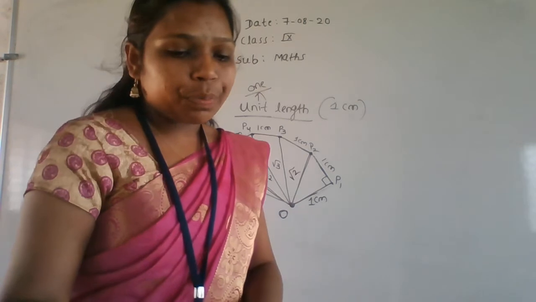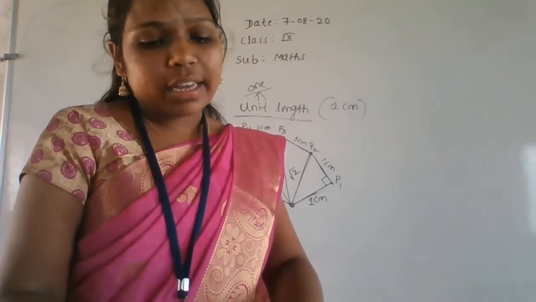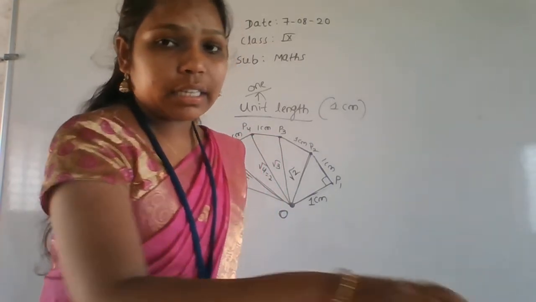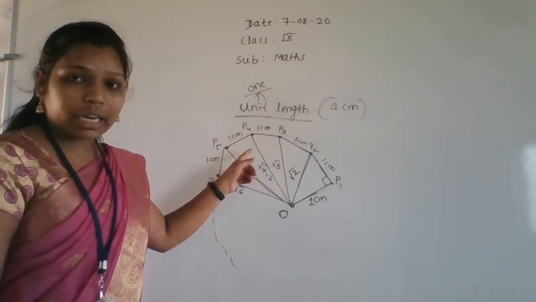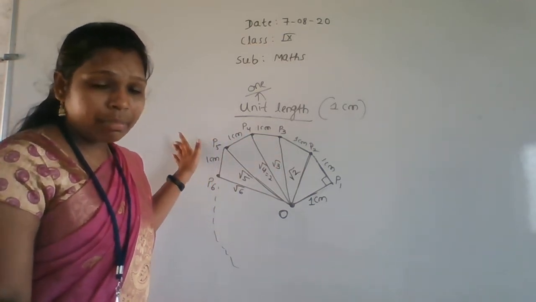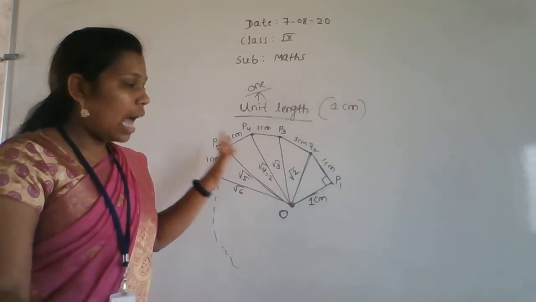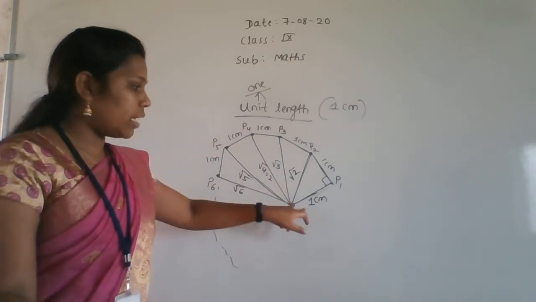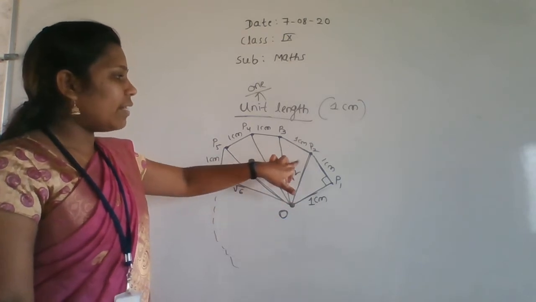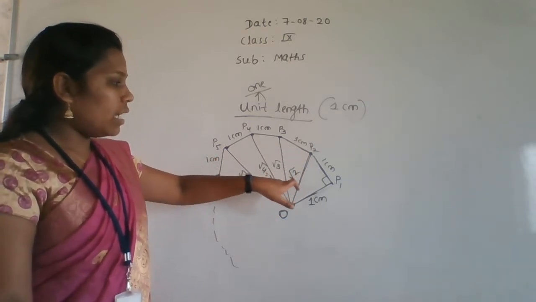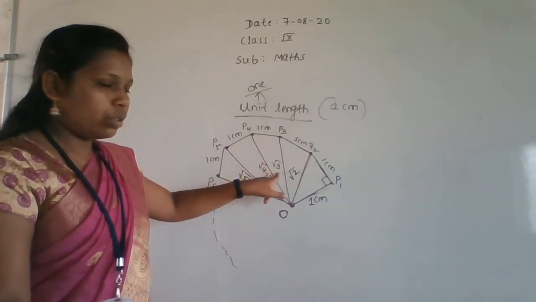Now we'll move to the third question: show how root 5 can be represented on the number line. The same thing we have to do here. If you understood this diagram, you are able to answer the third question also. It's very easy. Just take 1 centimeter, 1 centimeter and join. Again there will be a right angle, so root 2 squared plus 1 squared gives root 3.